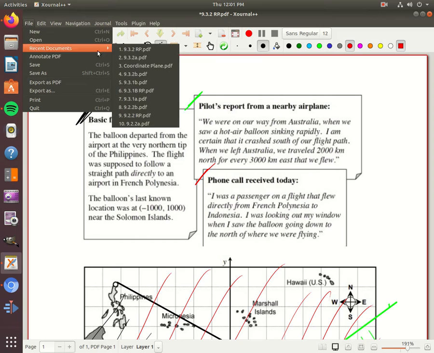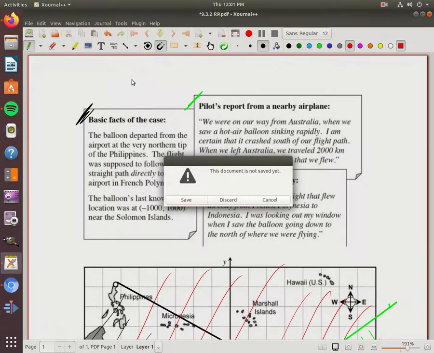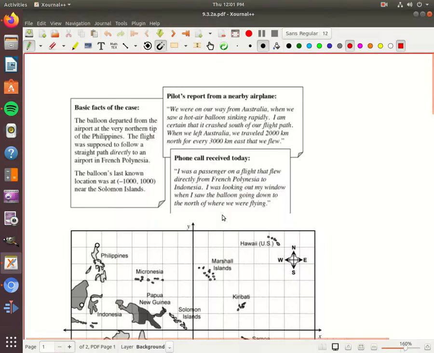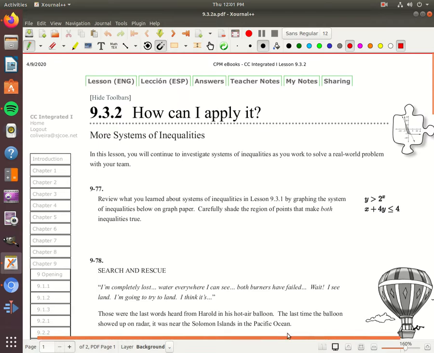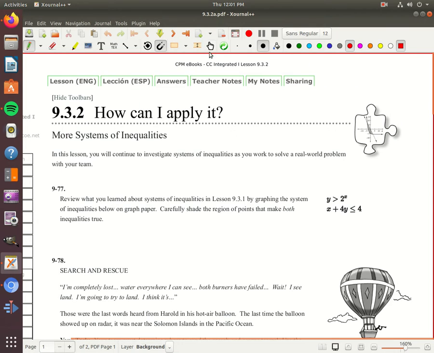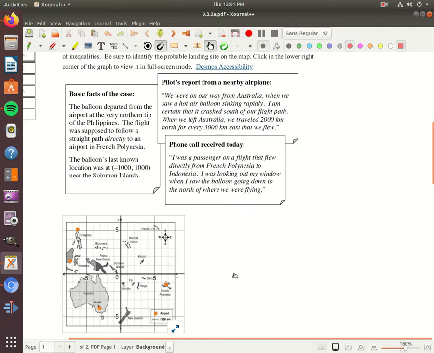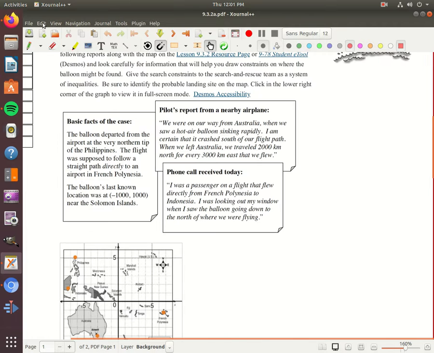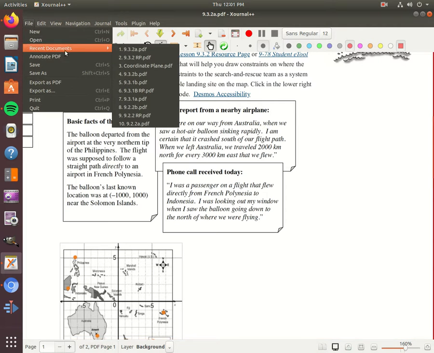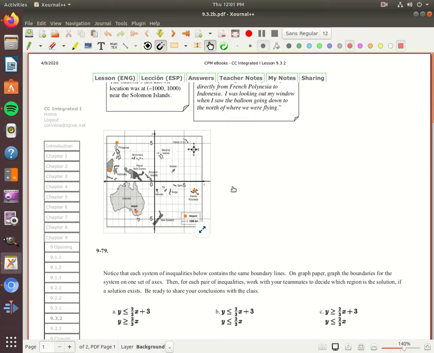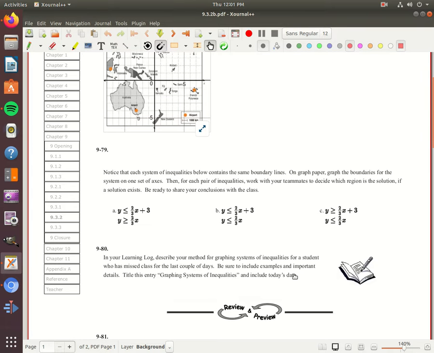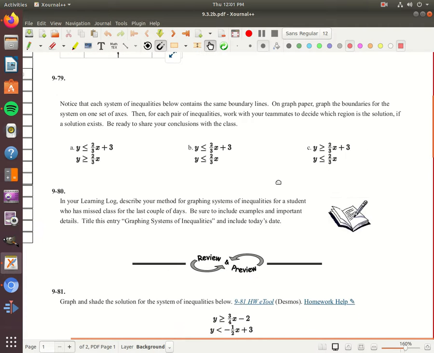Okay. Now we will go back to 932. I think that's all we need for part A. I think we need to go to part B. So yeah, we answered all that. So we will go 932 part B. Again, we've answered those questions. So let's see what else they have.